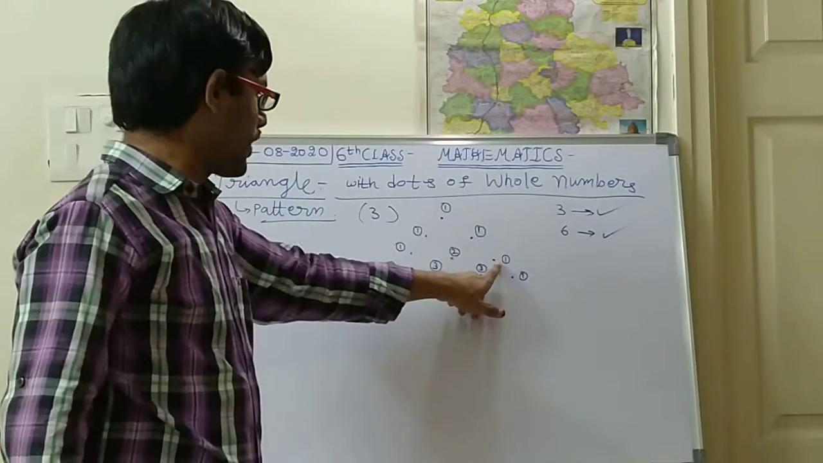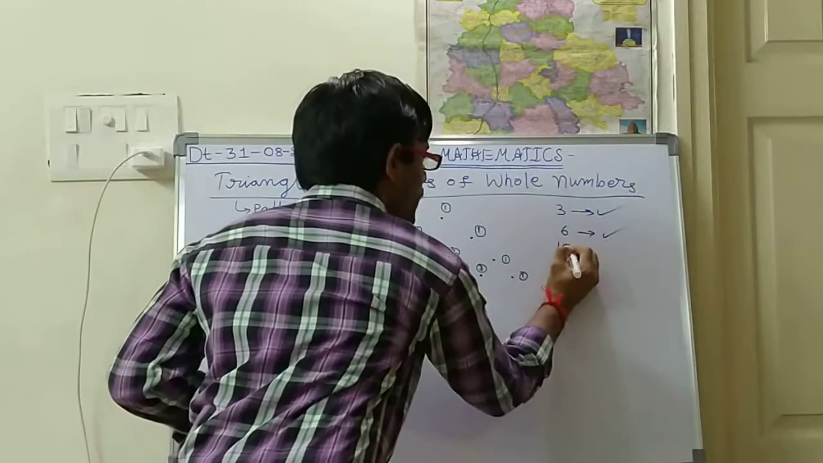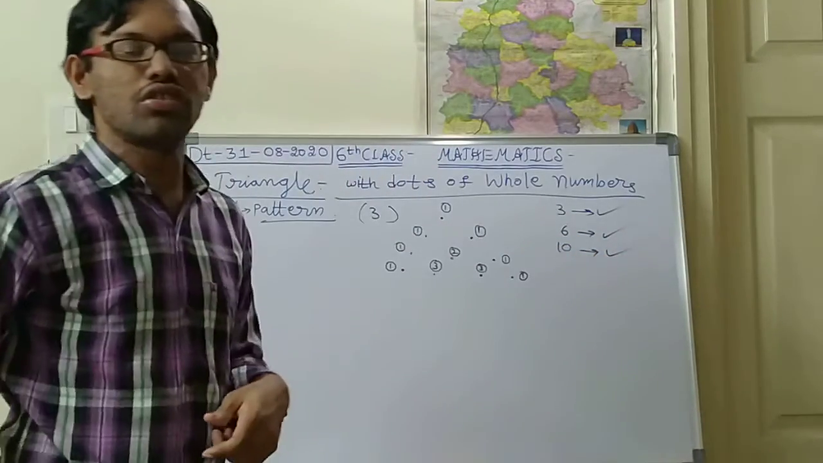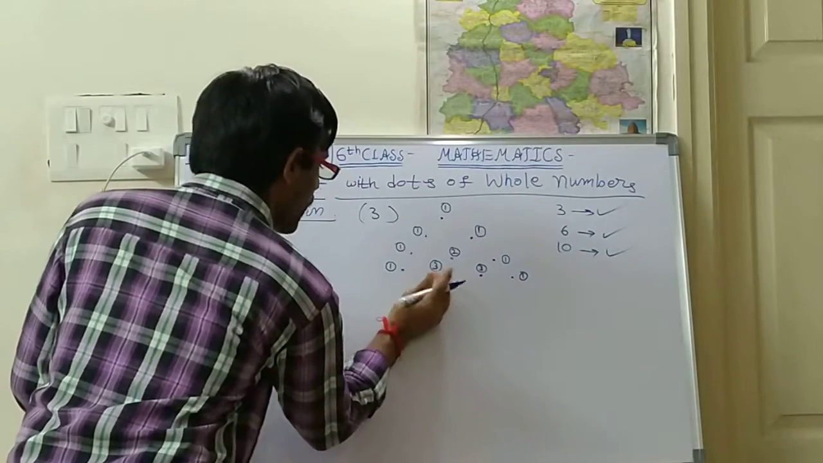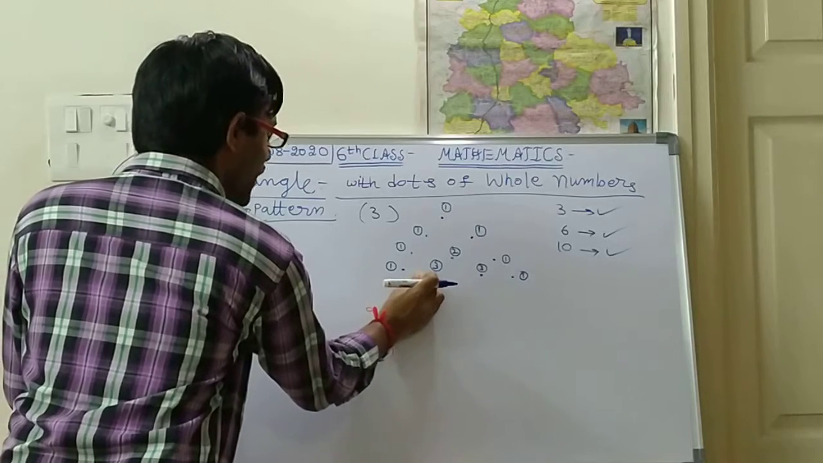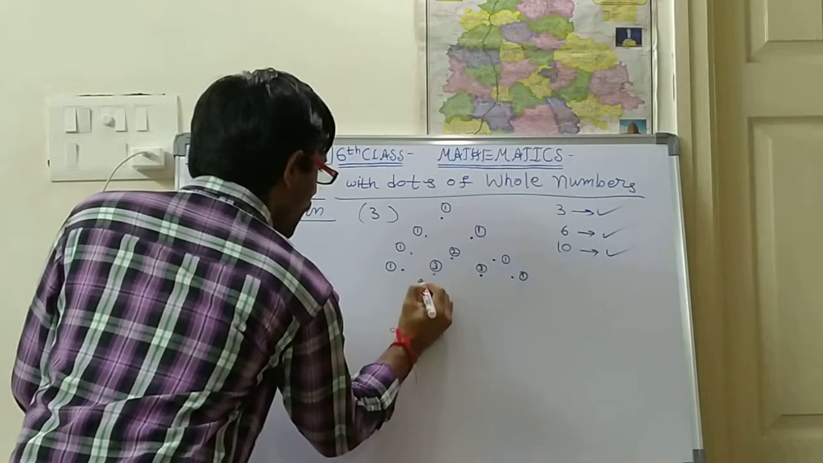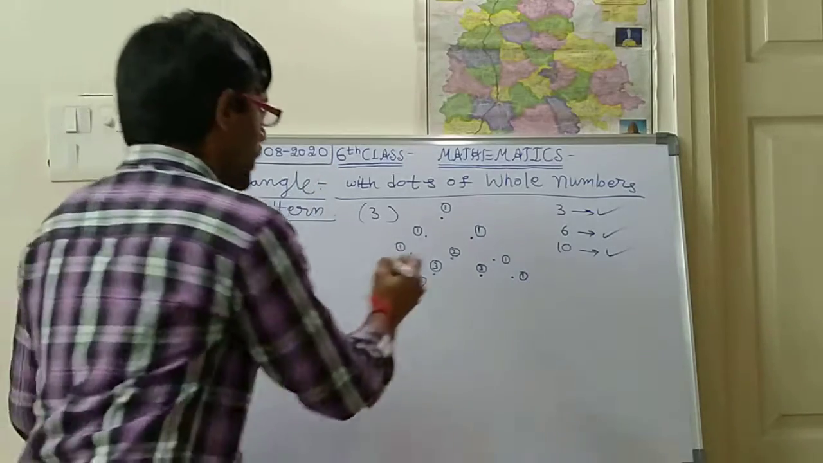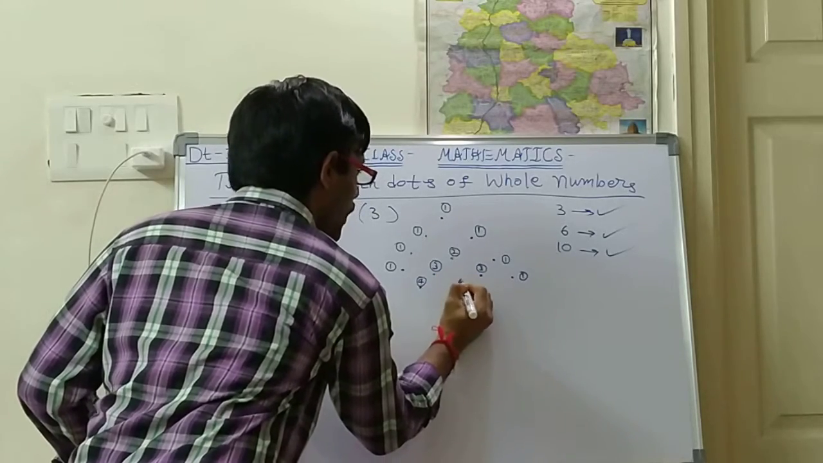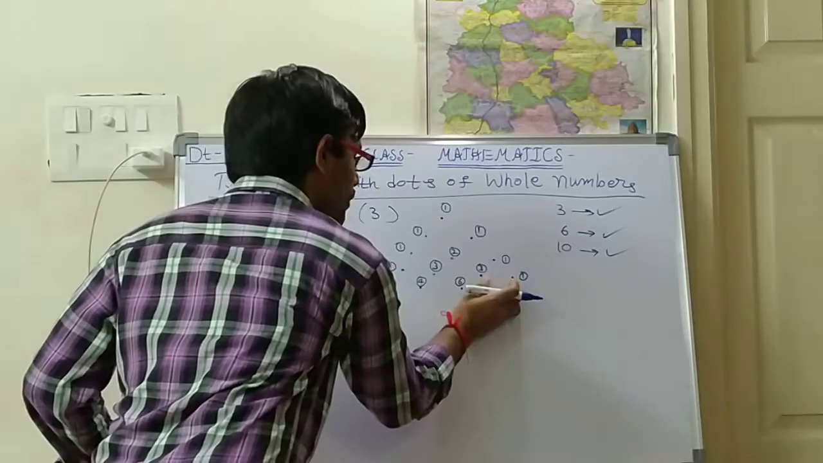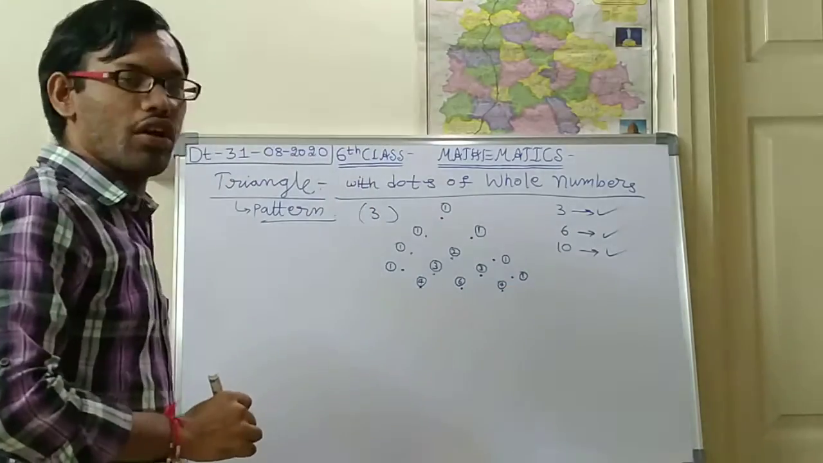Next up to here 6, 7, 8, 9, 10. So next is 10. Okay, that 10 we have also completed. Next again here 2 dots are there. So in between two dots take the center. 1 plus 3 is 4. You name it as 4. Next 3 plus 3 is 6. Here you name it as 6. Next 3 plus 1 is 4. Here you name it as 4. Okay, I hope you are understanding.